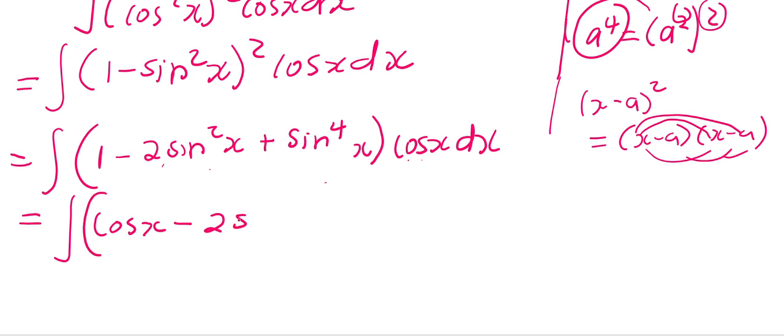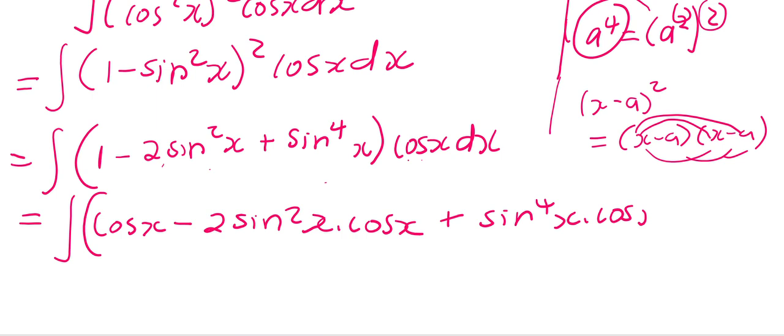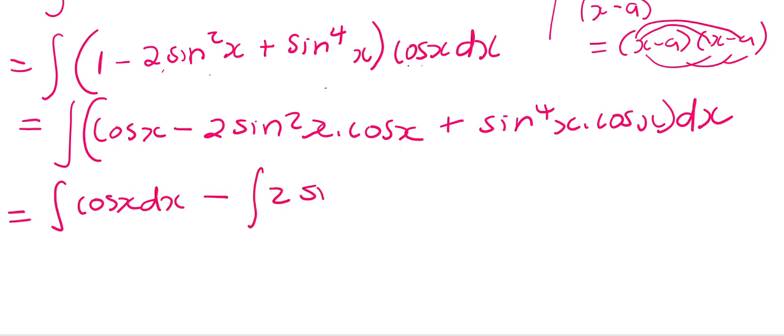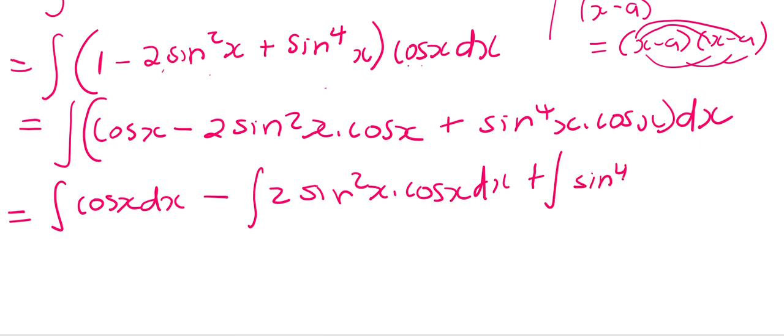So let's put brackets there: sine squared of x times cos of x plus sine to the power of 4x times cos of x dx. Remember, we are allowed to take the integral of the individual terms. So we're allowed to write it like this: integral of cos of x dx minus integral 2 sine squared x times cos of x dx plus integral of sine to the power of 4x cos of x dx.